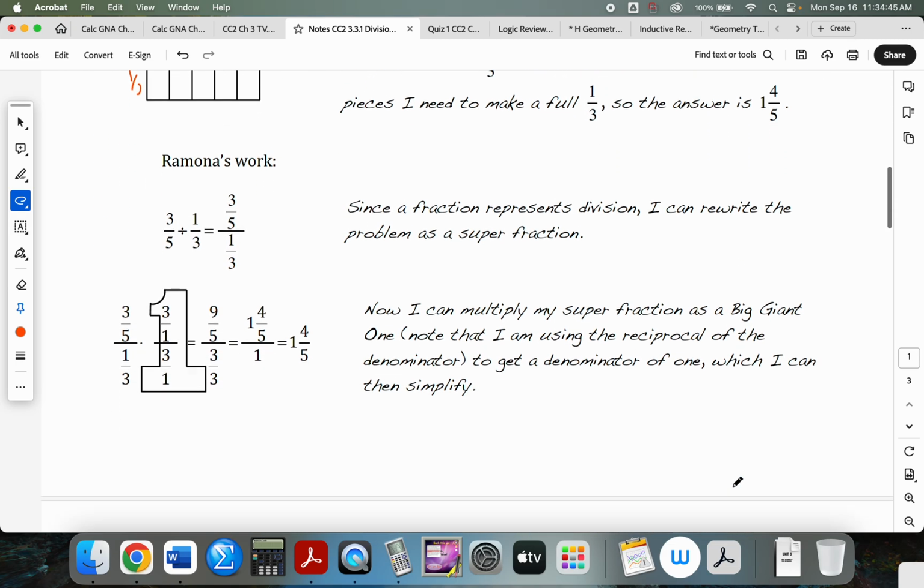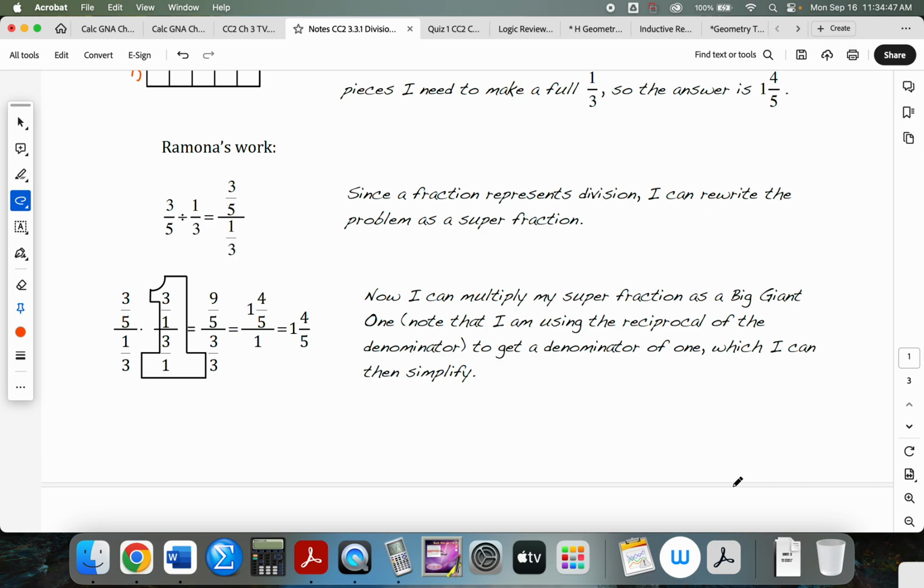Now, Ramona did it a completely different way. So while we're on page 1, I'd appreciate it if everyone was on page 1. If I'm boring you, I'm sorry.